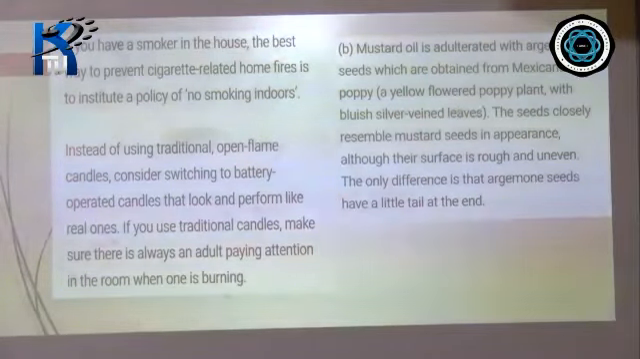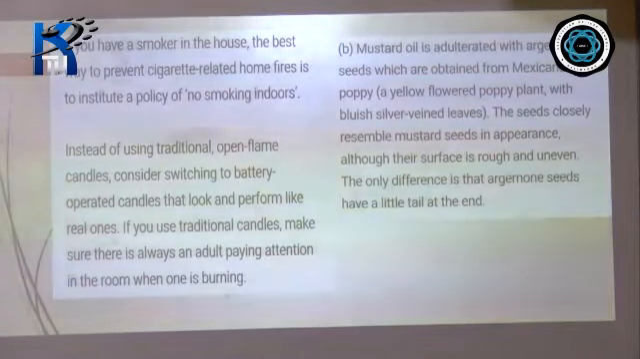If you have a smoker at home, then he should smoke outdoors. Traditional open flame candles can be avoided. We can use battery operated candles. And in this way, an adult should always pay attention if something is burning in the room. This would be for 5 marks.